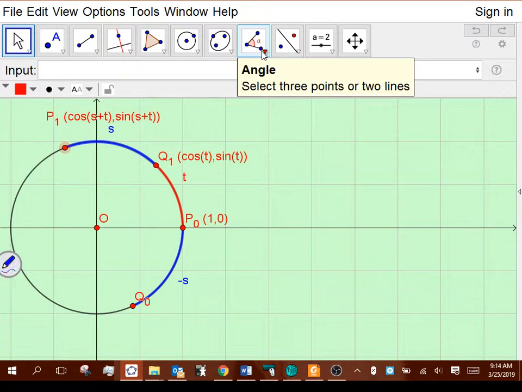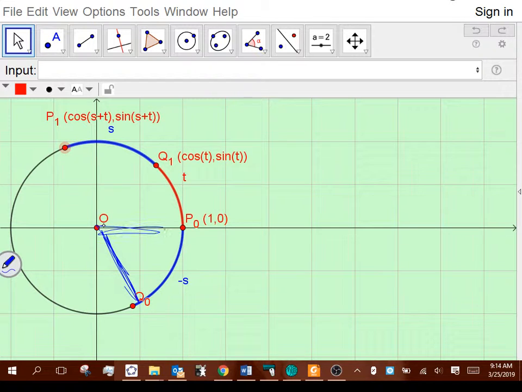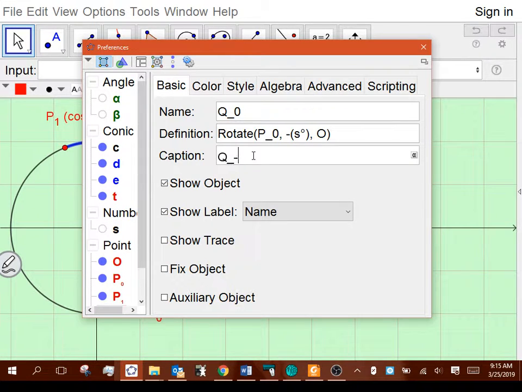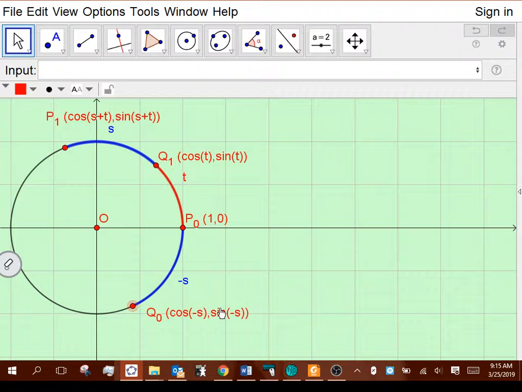Let's talk about that angle there, going from P sub 0 that direction to Q sub 0. What would you call the ordered pair for Q sub 0? What's the arc or the angle attached to it? Negative S, right? So isn't the ordered pair the cosine of that angle or arc, comma the sine of that angle or arc? So Q sub 0 would be cosine of negative S, comma sine of negative S. Yeah, a lot of parentheses. Okay. Good, right?